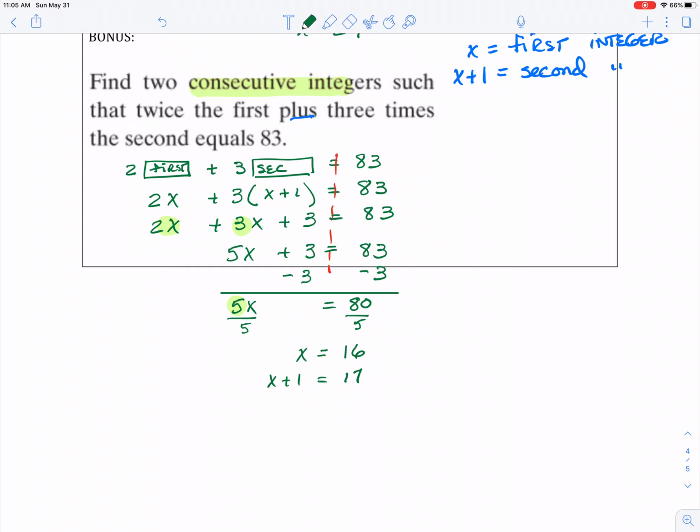So let's see if this checks. Twice the first plus 3 times the second, does that equal 83? So this is 32, and I think that's 51. Yes. Does that add up to 83? And yep, it does. And so I've checked it, and I can see that what I have done here makes sense. Balance is out, and we're done.